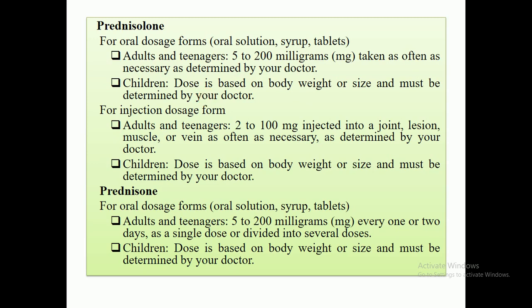For injectable dosage form, the normal dose for adults and teenagers is 2 to 100 milligram, which is injected into the joint. It is the same case as we have discussed for the other anti-inflammatory agents which belong to corticosteroids. Another one is prednisone. Prednisone is also available in oral dosage form, as an oral solution, a syrup, or a tablet. Adults and teenagers, 5 to 200 milligrams every 1 or 2 days as a single dose, or divided into several doses.